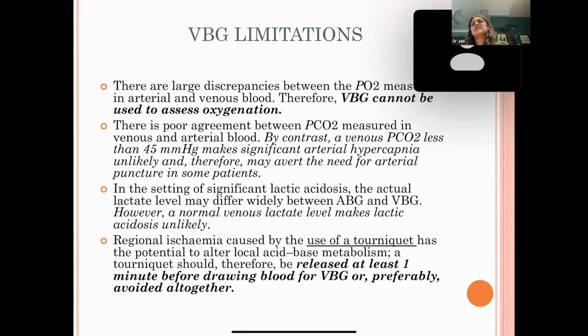Most important is, since when we take a venous sample we apply a tourniquet, it causes a regional ischemia and causes a local acid-base alteration. So when you plan to take a VBG, at least try to avoid the tourniquet if possible, or if you've already applied it, try to take the VBG after releasing the tourniquet 1 minute prior to it.